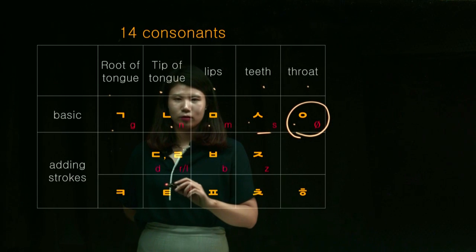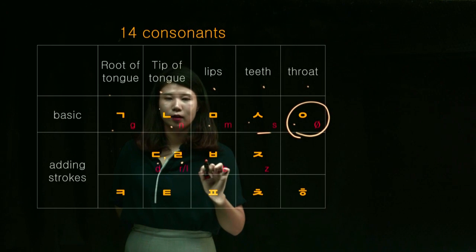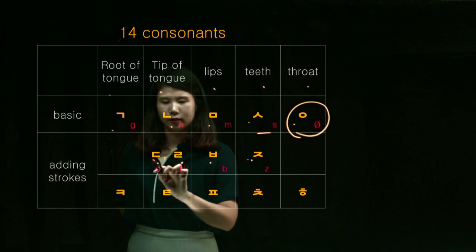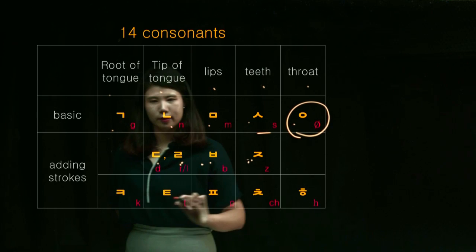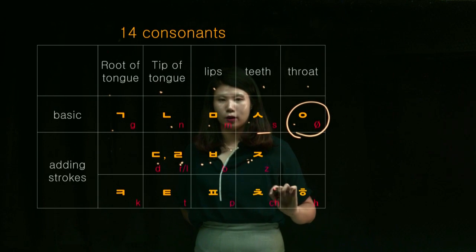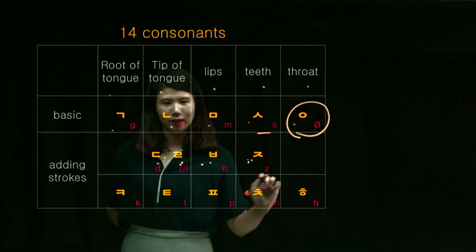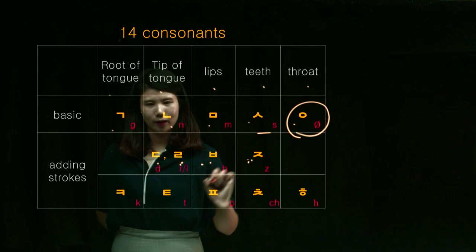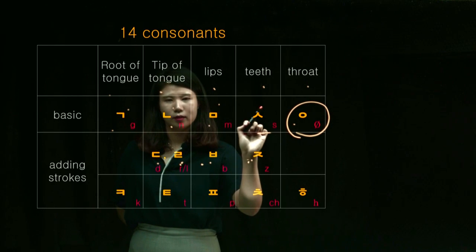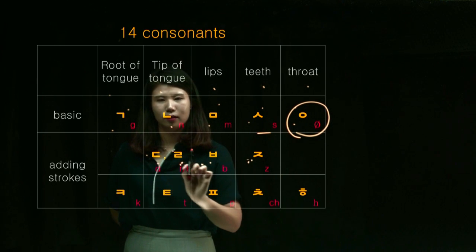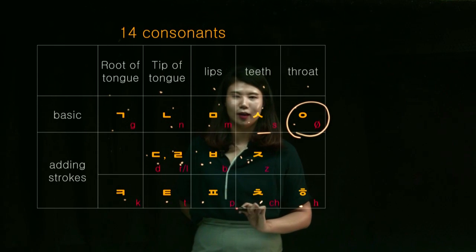Okay, by adding strokes, they turn into different pronunciations. So, D, L, B, D. D, L, B, D. Okay, and last, remember these five I said the sounds are aspirated? So it goes k, t, p, ch, h. K, t, p, ch, h. So it will be g, n, m, s, n, d, r, b, z, k, t, p, ch, and h.